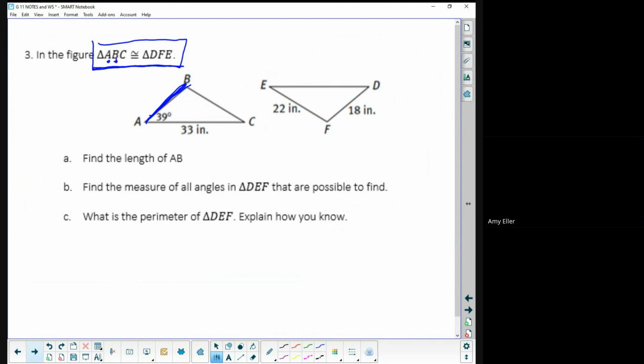AB, first 2 letters, that has to go with DF. Those first 2 letters. So what's D to F? 18.